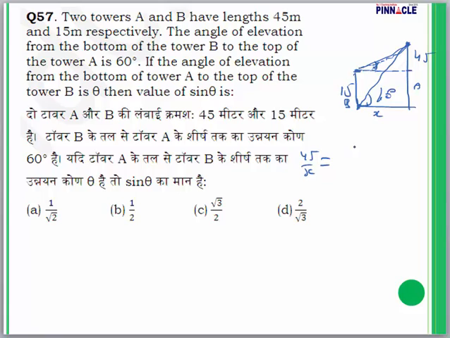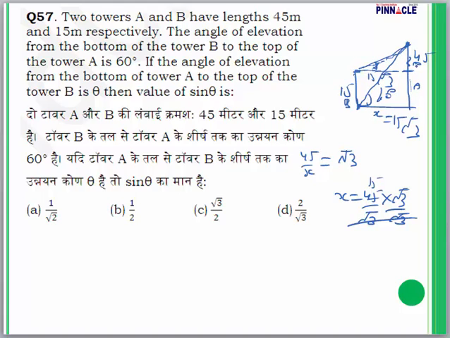45 by x is equal to tangent 60. Tangent 60 is root 3. You can say x is equal to 45 by root 3, or in other words, rationalize it. You can say that it is equal to 15 root 3. It means this is also 15 root 3. If this is 15 and the total is 45, then this would be 30.